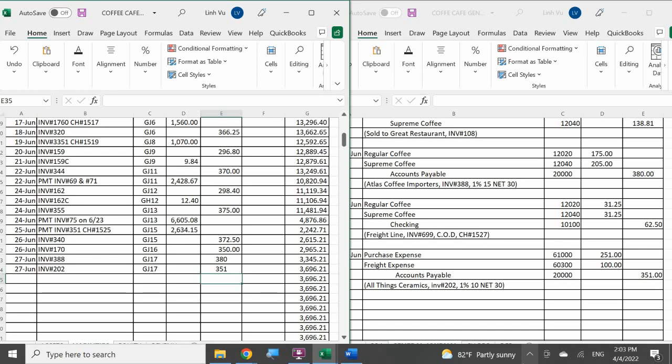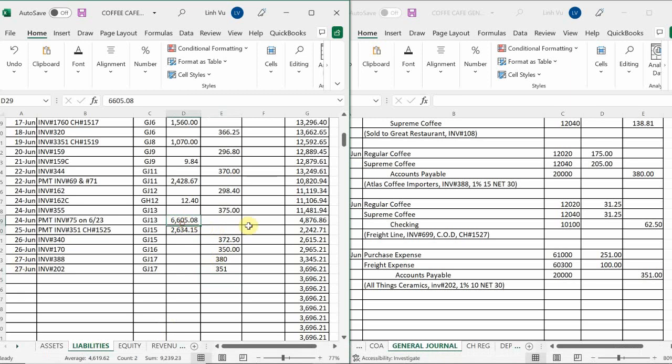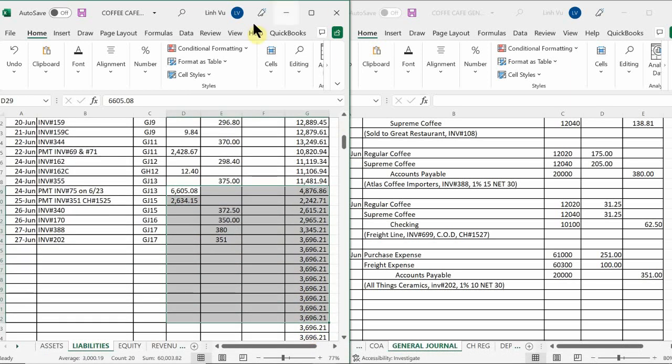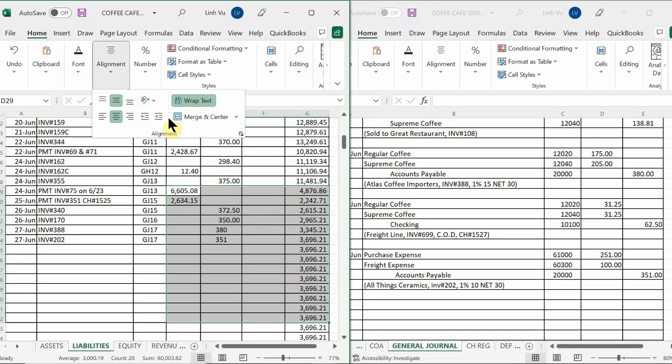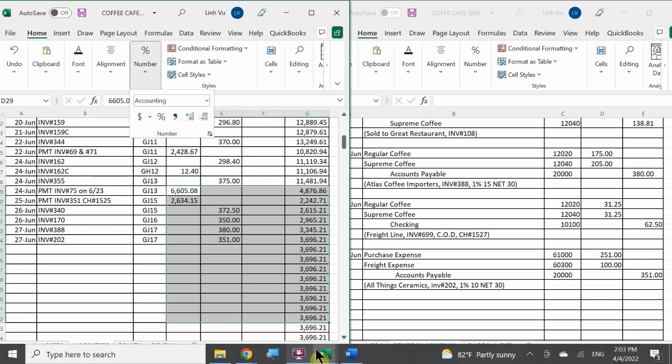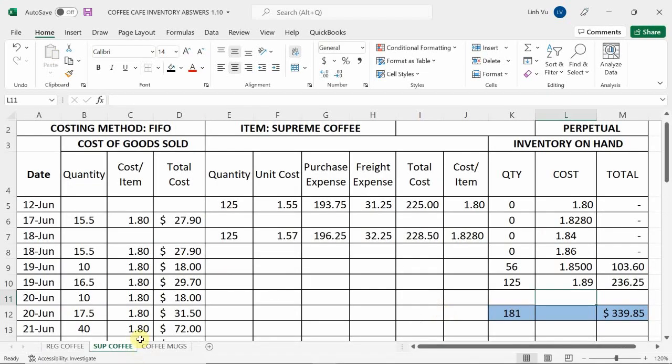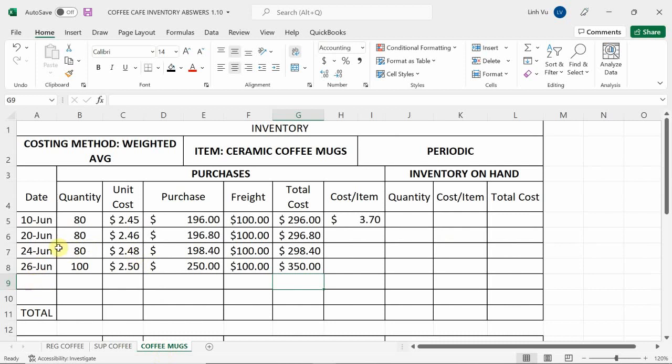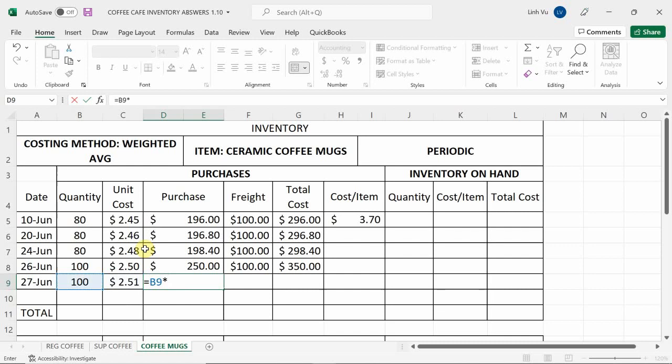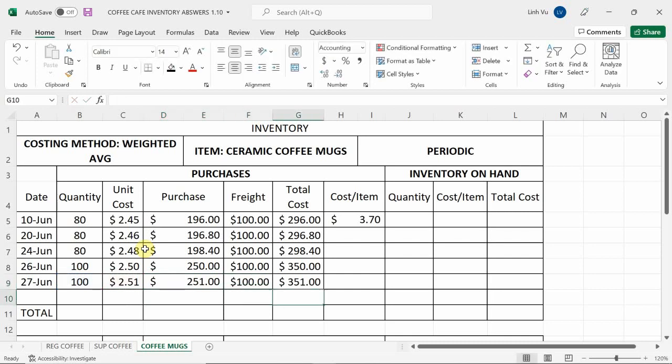All right, so what's next? Inventory. Okay. We could do inventory next. So inventory. Coffee mugs, right? We purchased on the 27th. We got another 100 cups at $2.51 plus $100 of freight gives me $351.